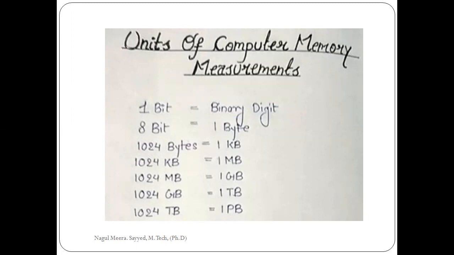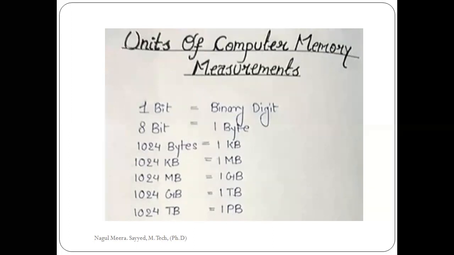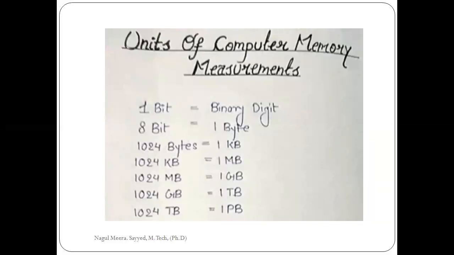computer memory units. For example, if we want to calculate distance, we use kilometers; if we want to calculate liquids, that is liters. Same as that, a computer consists of its own memory units. These are bit, byte, kilobytes, megabytes, gigabytes, terabytes, petabytes. These were all discussed yesterday.